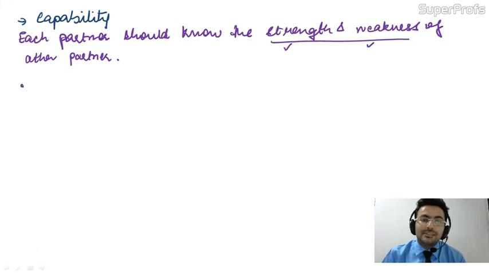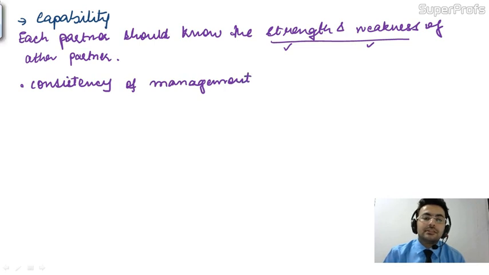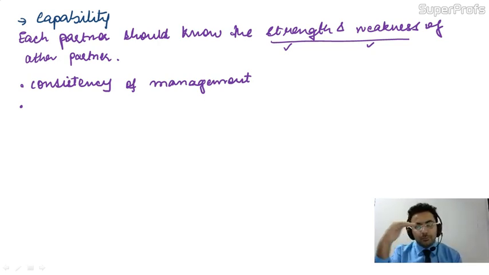So capability is basically consistency of management. Consistency of management. So what is consistency of management? What is consistency? To be consistent means to be constant, to perform up to the mark all the time. That is consistency.